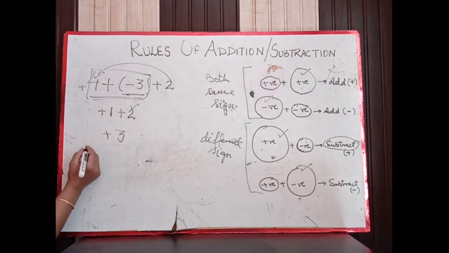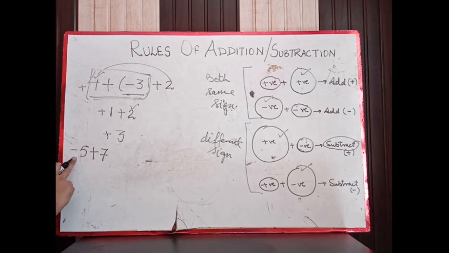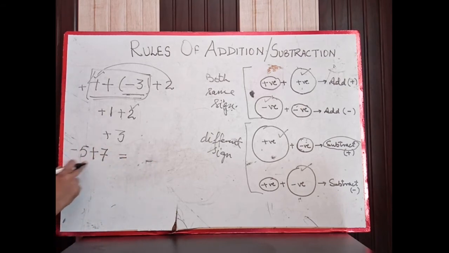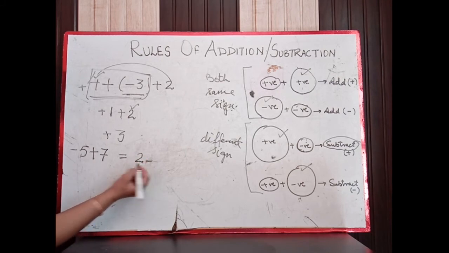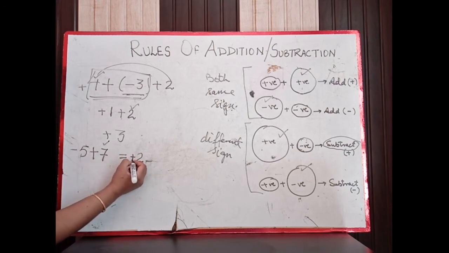Let's take one more question. Minus 5 plus 7. Positive, negative. So we have to add or subtract? We will subtract. So 7 minus 5 we will get. When we subtract 5 from 7, we will get 2. Now check. 5 is greater or 7? 7 is greater. What is the sign of 7? Positive. So the answer will be positive.